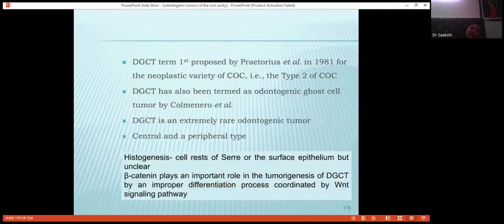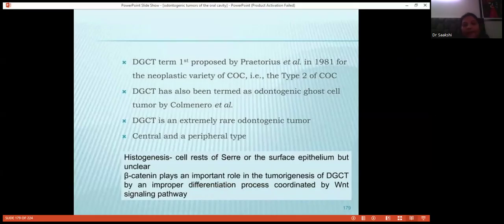So the DGCT term was first reported by Praetorius et al. in 1981 for the neoplastic variety of COC, that is type 2 of COC. It has also been termed odontogenic ghost cell tumor by Colmenero et al. Now it is an extremely rare odontogenic tumor and it has a central and a peripheral type. Now where does it develop from? It develops from the cell rests of Serres or from the surface epithelium, but mainly its histogenesis is unclear.